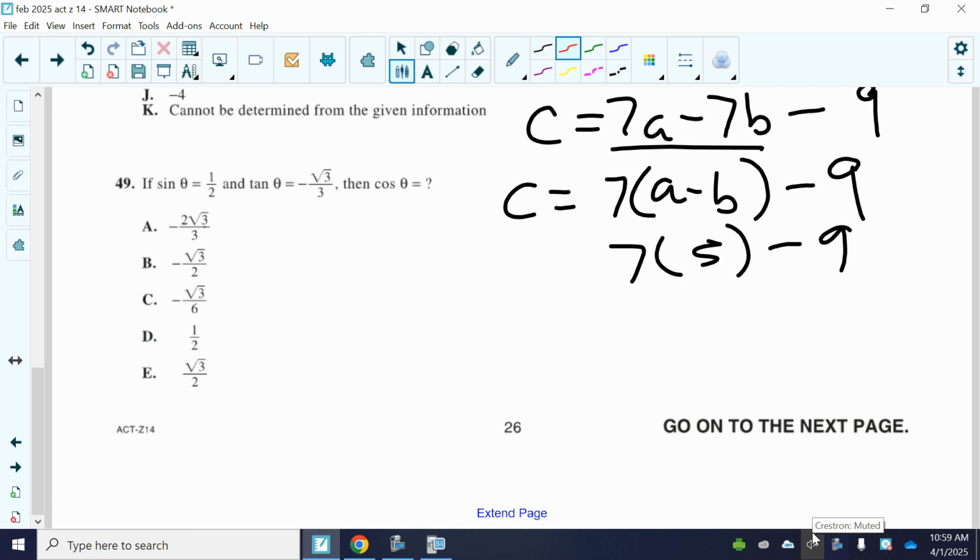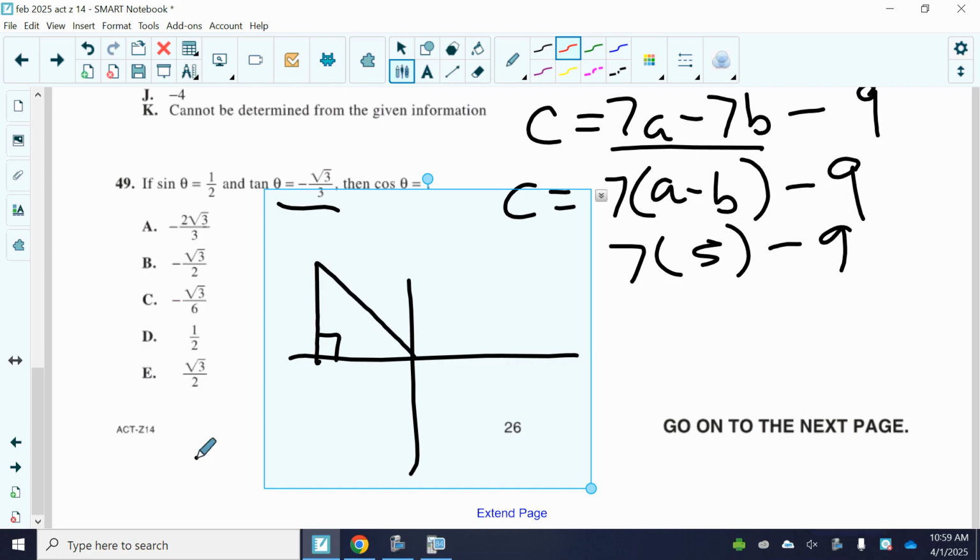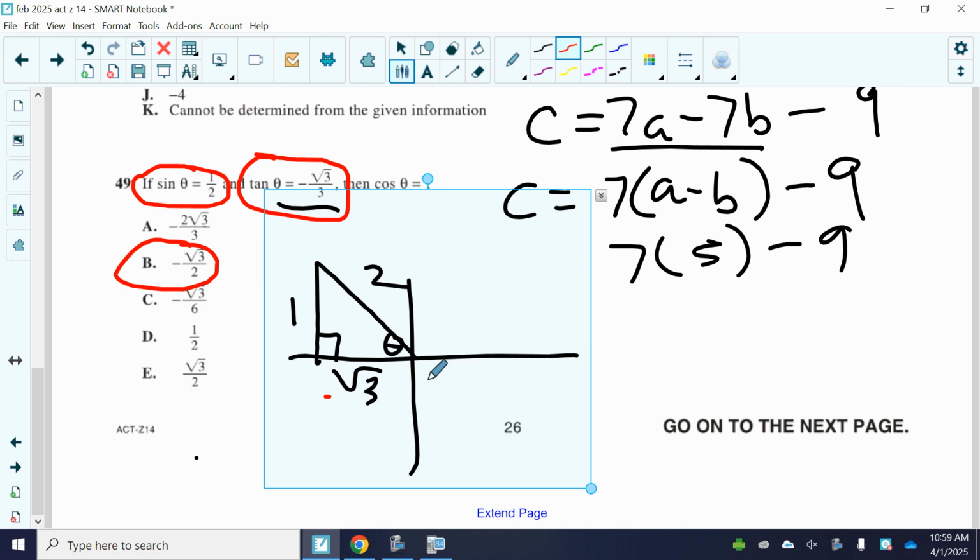SOHCAHTOA. Sine is 1/2 and tangent is negative. We've done enough trig. Y'all should know that that means we're going into the second quadrant. Sine is 1/2, which means this is square root of 3. So the cosine would be negative square root of 3 over 2. Why negative? Because the tangent was negative. If tangent is negative and sine is positive, that means we're in second quadrant.